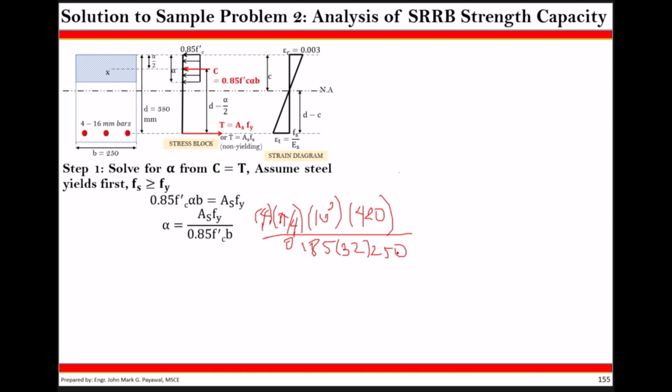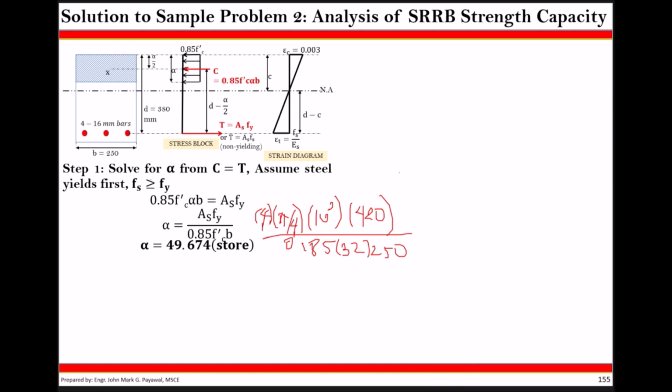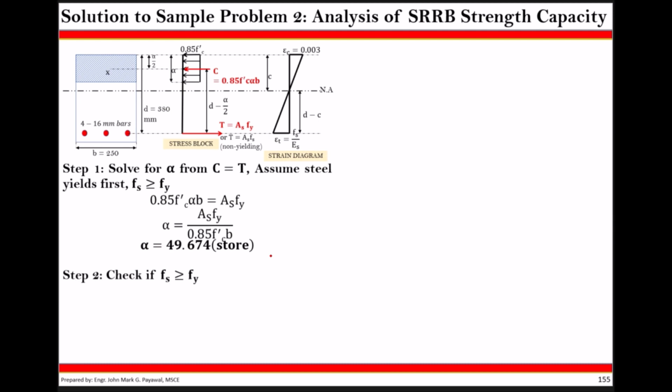Okay, we can solve for alpha. Alpha would be equal to 49.674. I hope that you get the same answer. If you got the same answer, we can proceed with the next step. If not, pause the video and try to solve for alpha, and I hope that you will get a result of 49.674.